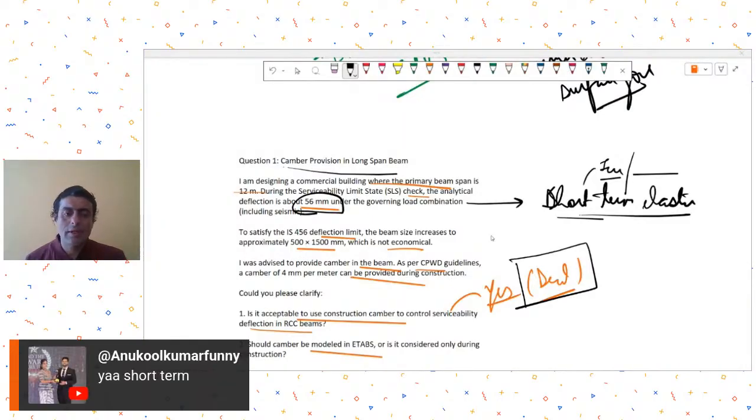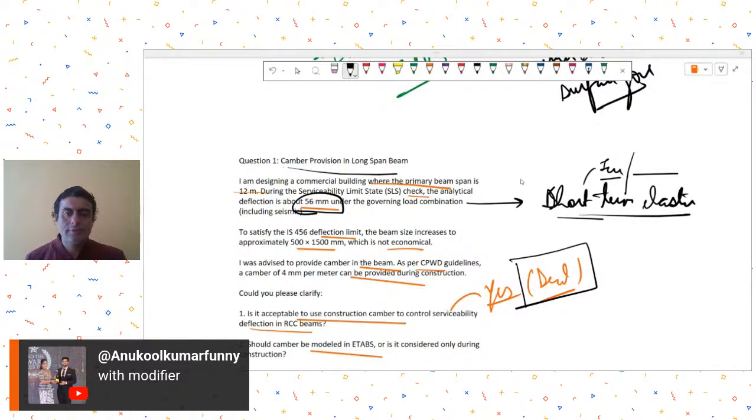Okay, Mr. Anupul is adding over here short term. So is it without modifier? I mean, there are no modifiers, just your normal model without modifiers, right? I am assuming it's only your normal ETABS model you might have prepared with modifiers. So usually for deflections, modifiers are not there.